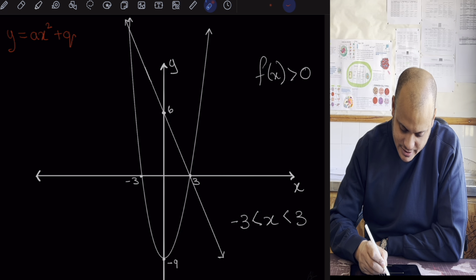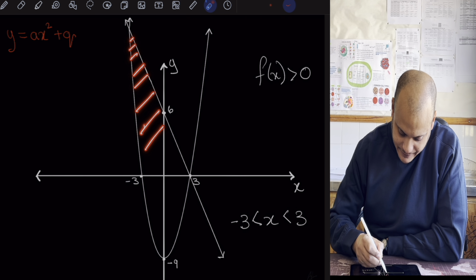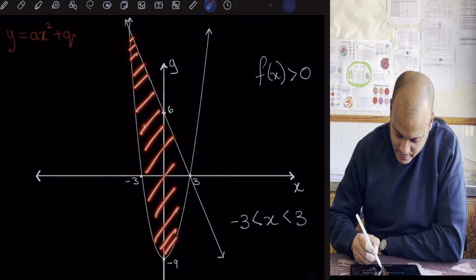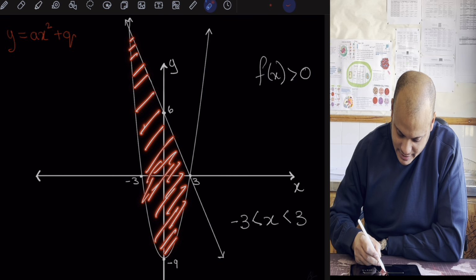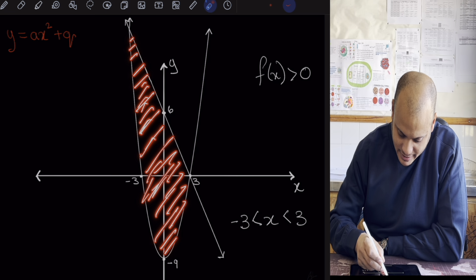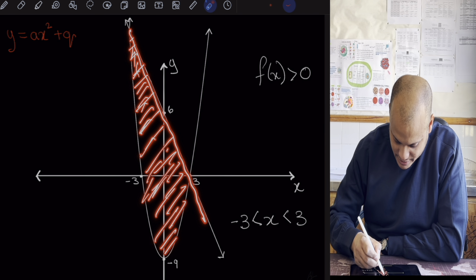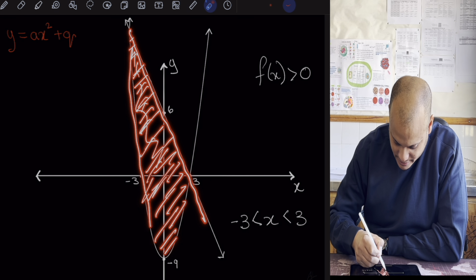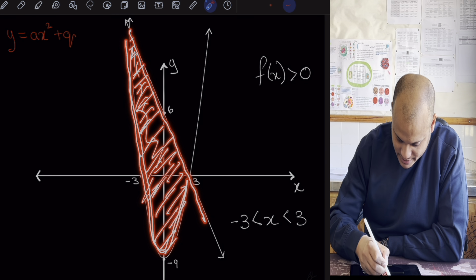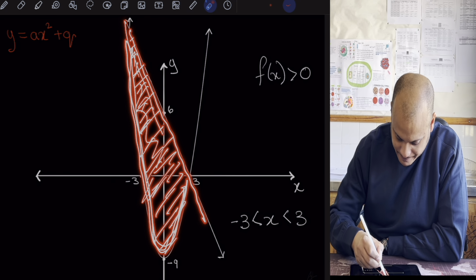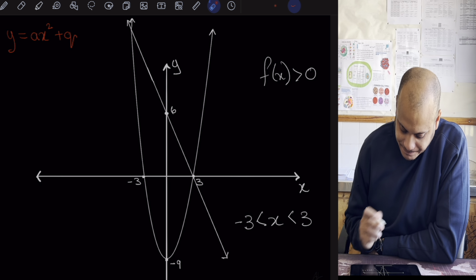So I'm going to say that this portion of the parabola here lies below the straight line, because you can see the straight line going down here, and this part of the parabola, in other words this region, is lying below the straight line. Okay, now how else can I show this?